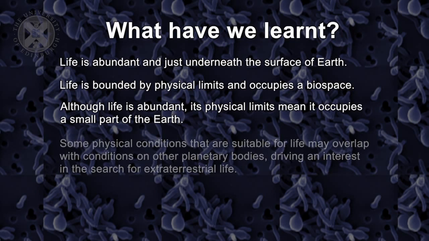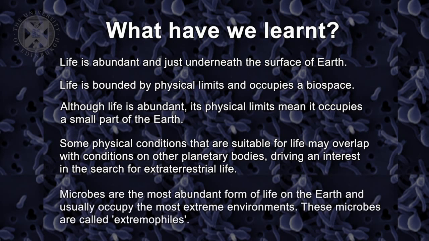We've also learned that some physical conditions that are suitable for life may overlap with conditions on other planetary bodies, driving an interest in the search for extraterrestrial life. And so by understanding the limits of life on Earth, we can assess better the habitability and the prospects for life elsewhere. And finally, you've learnt that microbes are the most abundant form of life on the Earth and usually occupy the most extreme environments on our planets. These microbes are called extremophiles, from the Greek philos, to love, extremophiles, microbes that love extreme environments. And later on in the course, we'll have a look more at these extremophiles and some of the environments they inhabit.